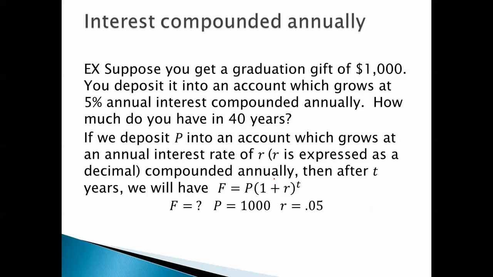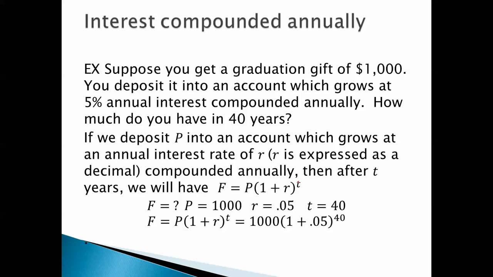R is the interest rate expressed as a decimal. Do not write R equals 5. You'll get the wrong answer. When you express 5% as a decimal, you get 0.05, so R equals 0.05. T in this case is 40. T is the number of years, so we're talking about 40 years. T equals 40.